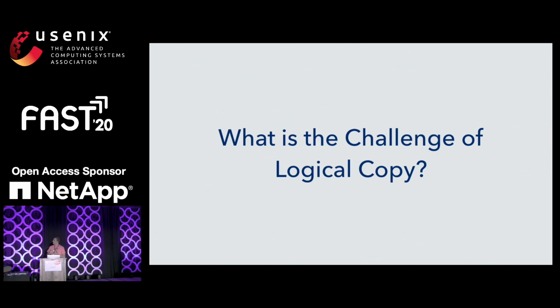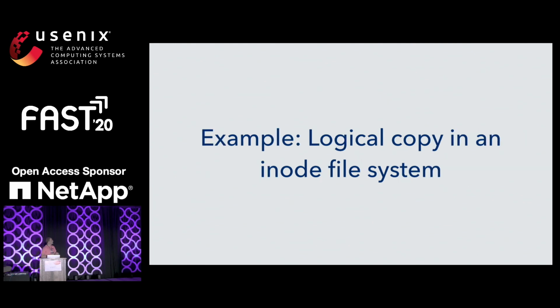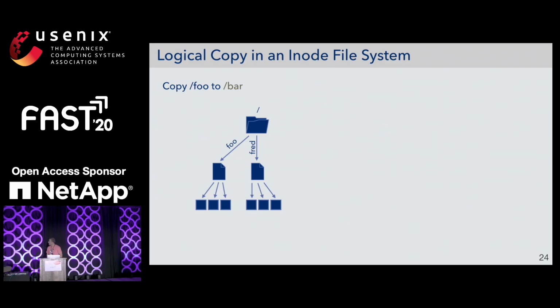So what is the challenge of doing a logical copy? Well, let's do an example of what happens when you do logical copy in an inode file system. This is a very simple file system here. It has two files in the root directory, /foo and /fred, and these files have some data blocks. Here, this folder icon indicates a directory inode, and we have the two file inodes for the files, and they have some data blocks.